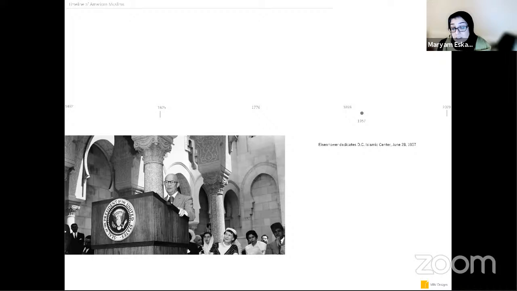And then in 1957, this is President Eisenhower, standing in front of the DC Islamic Center. And I'm going to show you guys that in a little bit. Acknowledging the importance and the contributions that Muslims have had in our world today, and really acknowledging the importance of Muslims in America.